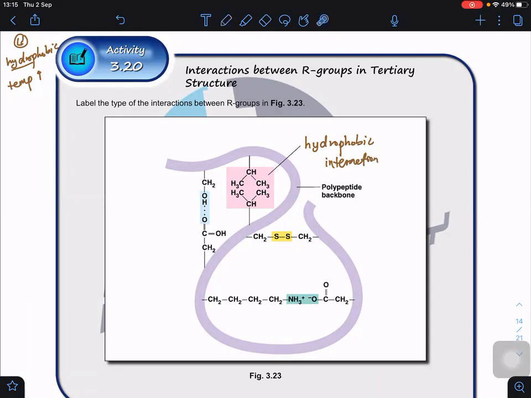Then you look at this. OH, O delta negative, H delta positive, and whenever you draw the hydrogen bond, it must be dotted lines. This one is the hydrogen bond. Between this sulfur and sulfur, two sulfurs, is the disulfide. Now be careful how you spell it. It's not pH, it's disulfide. And the last one, one positive, one negative, definitely this is the ionic bond. So write down, disulfide is the strongest bond.